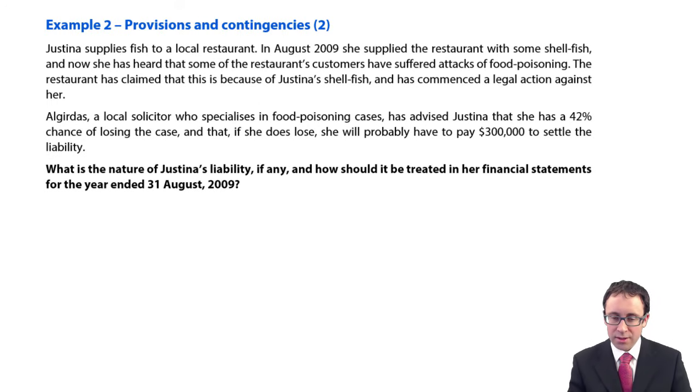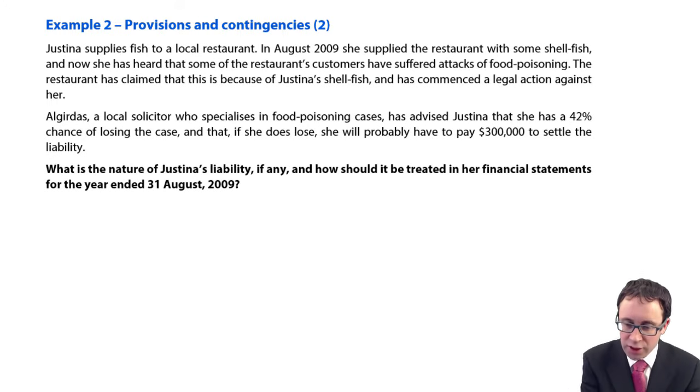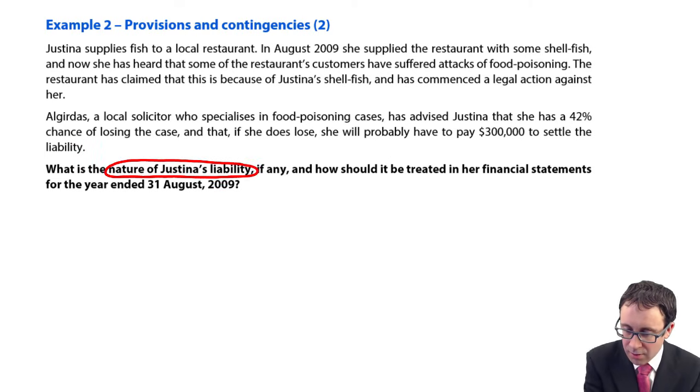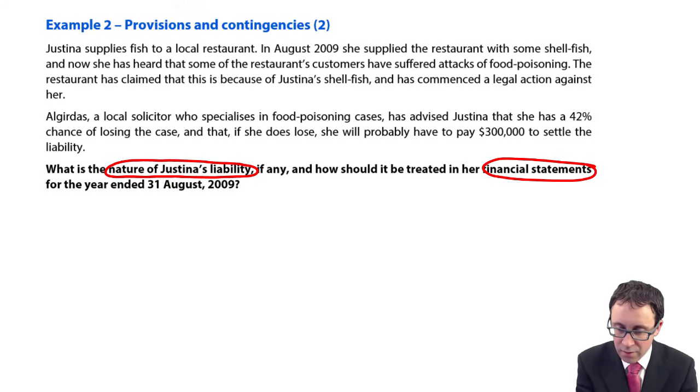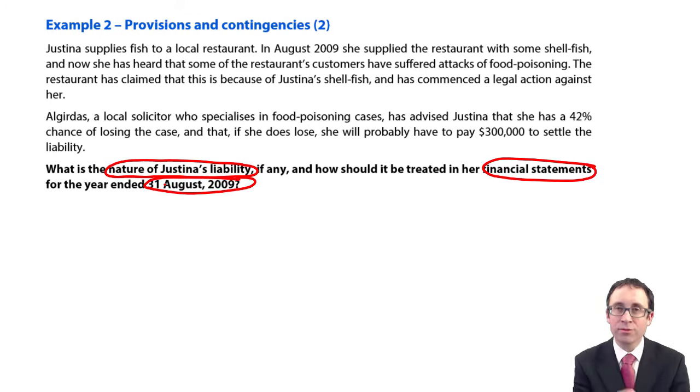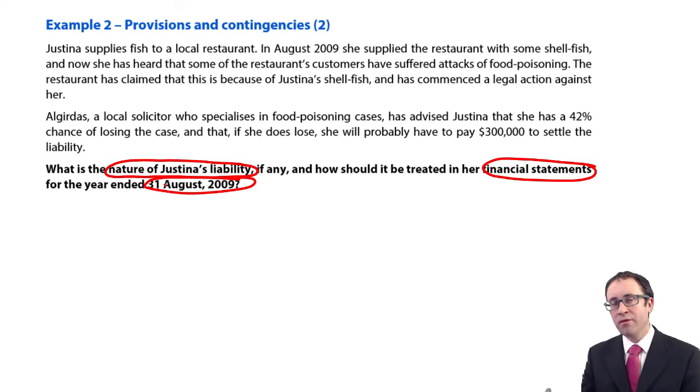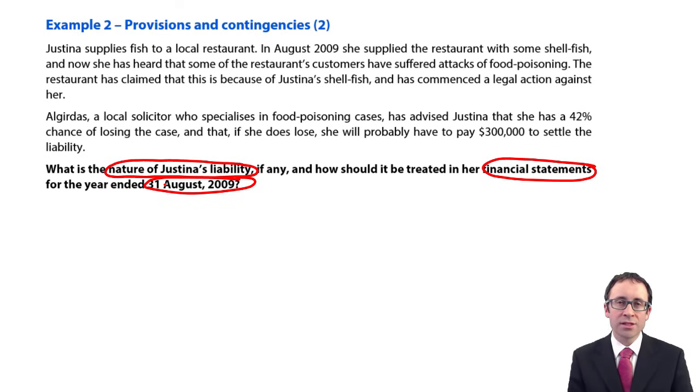Okay. Next one. What have we got? What is the nature of Justina's liability? And how should it be treated in the financial statements for the year end August 2009? Okay. So there's a bit of uncertainty. So we're going to provide for it, disclose a contingent liability, or do nothing whatsoever.